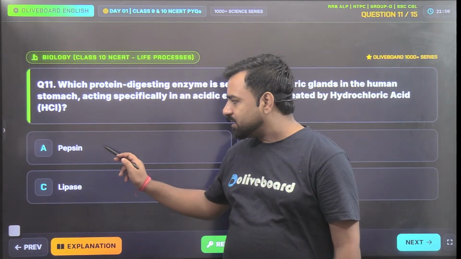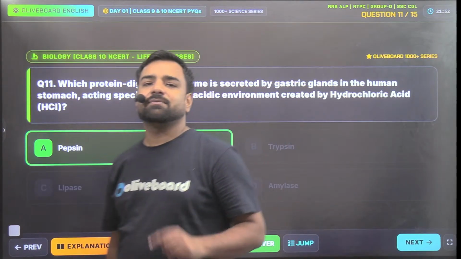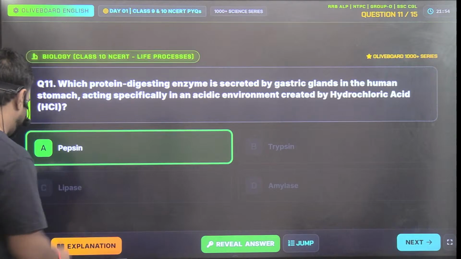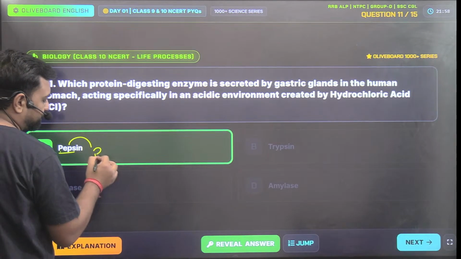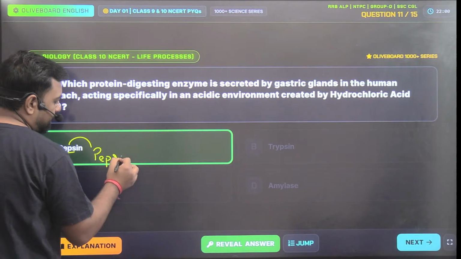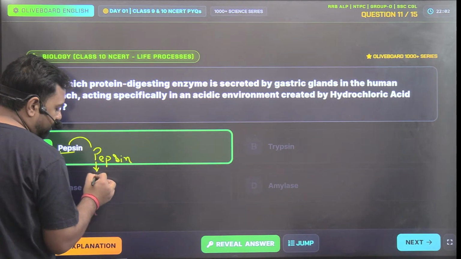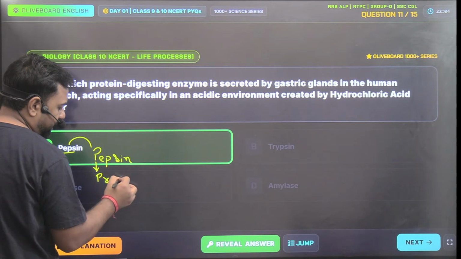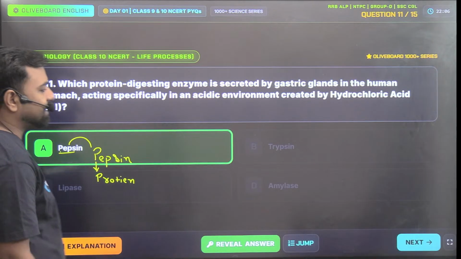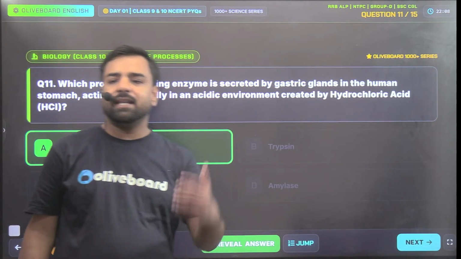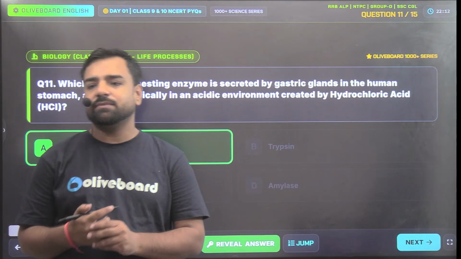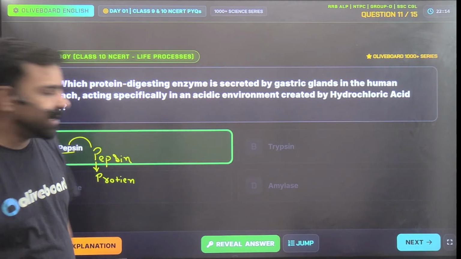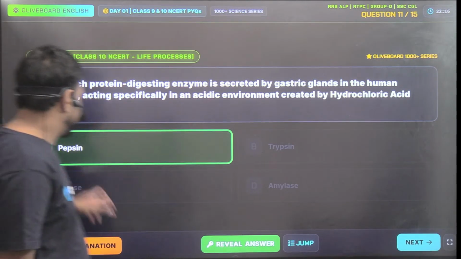So pepsin is present in the stomach and that helps in the digestion of the protein. So pepsin is the enzyme that is present in the stomach and it helps in the digestion of the protein, right? So this is the digestive enzyme. Similarly, amylase helps in the digestion of the starch. Then we have lipase that helps in the digestion of the fats. So yep, option number A is the perfect answer. What about next?